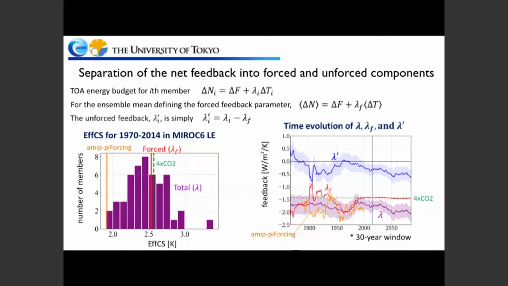And also the unforced component represented by the blue curve is not constant in time as well. And interestingly, it is negative most of the time period, the reason for which we do not know yet. Thank you very much.